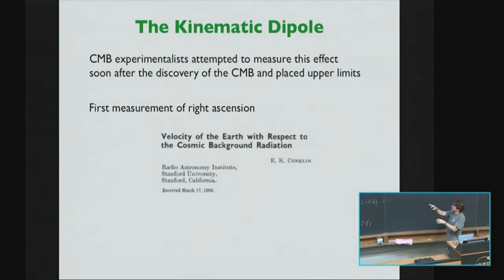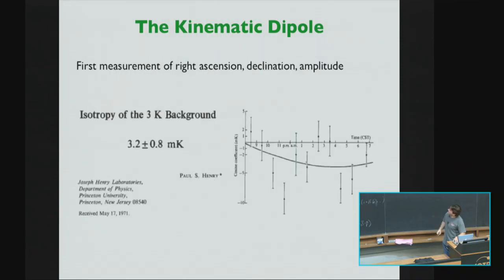So you measure at fixed declination, and you're trying to measure the right ascension. You try to see where you have a peak. And this was done in 69. Then the first measurement of the right ascension, declination, and the amplitude was done by Paul Henry. So here you see the data. It's still obviously early days. Now we've measured it with much higher significance, obviously, but this was the first measurement of it.